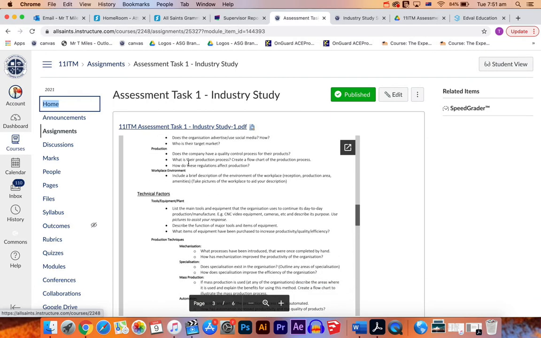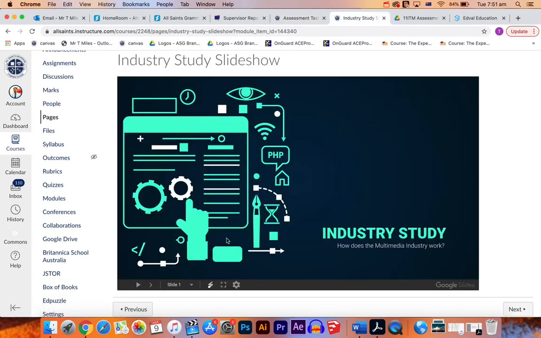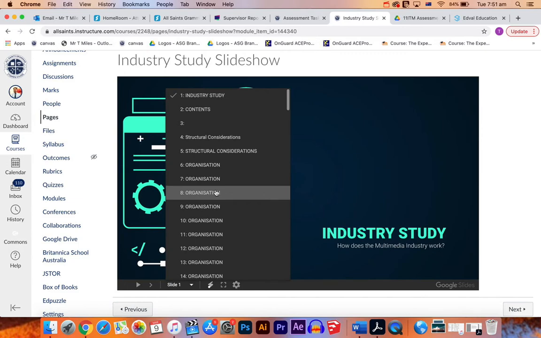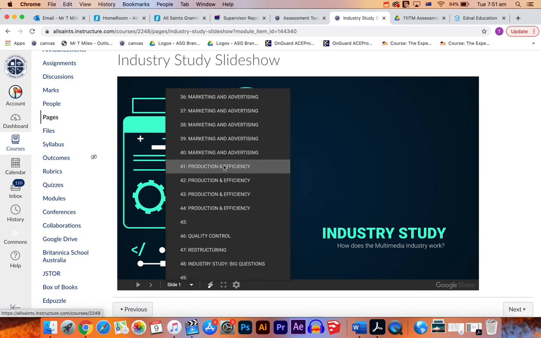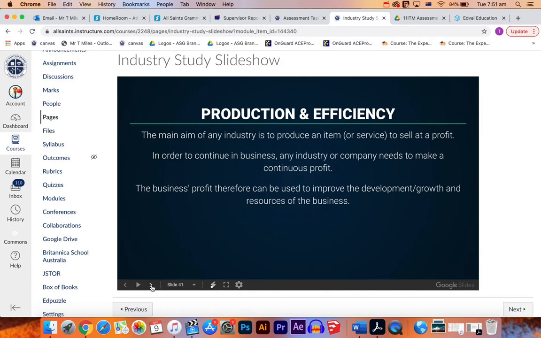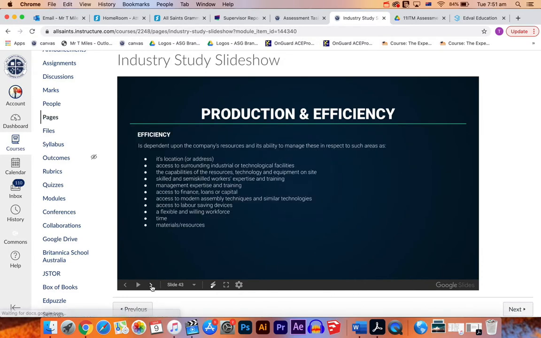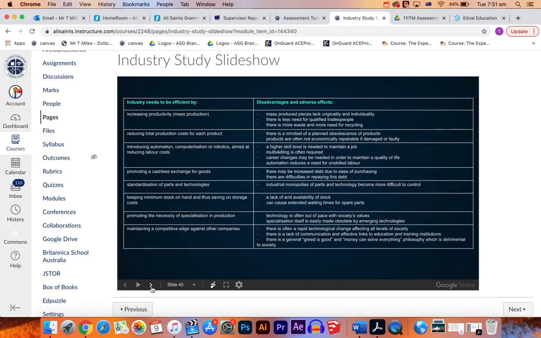Production. There should be information on the ABC website, but if not, you can go back to the industry study slideshow, and we can have a look at the different ways that production takes place in a multimedia industry, and you can apply that broadly to the ABC questions.